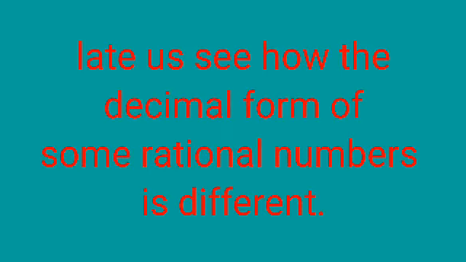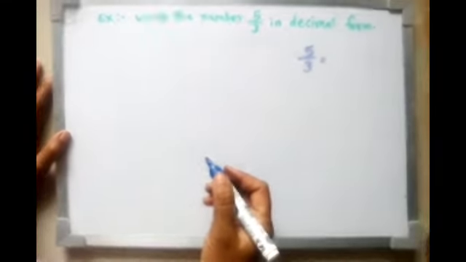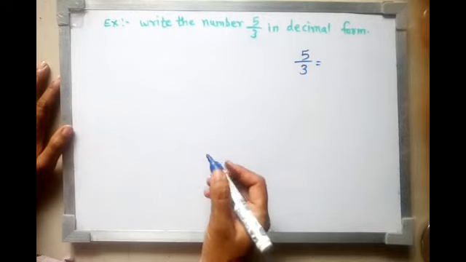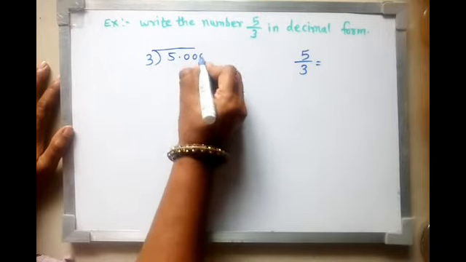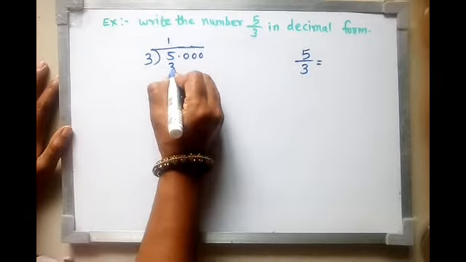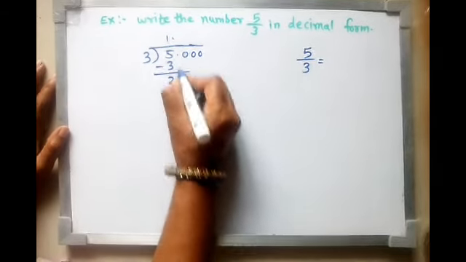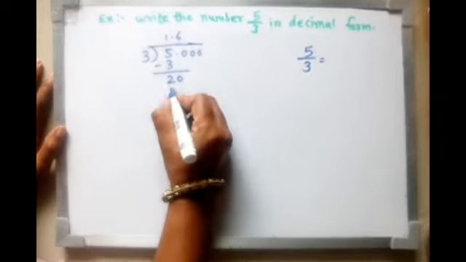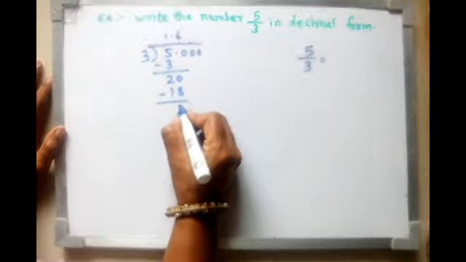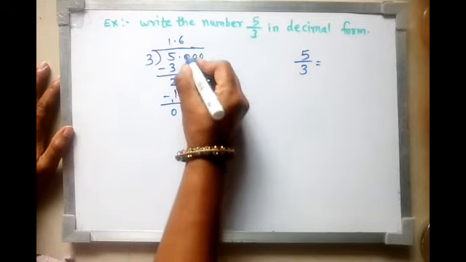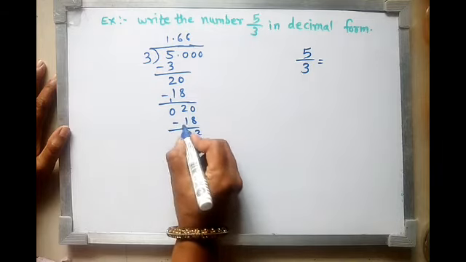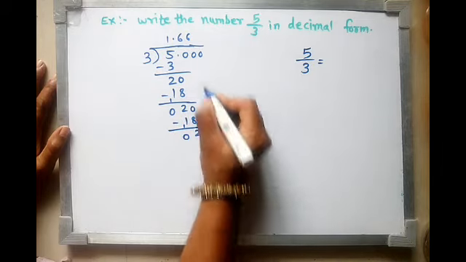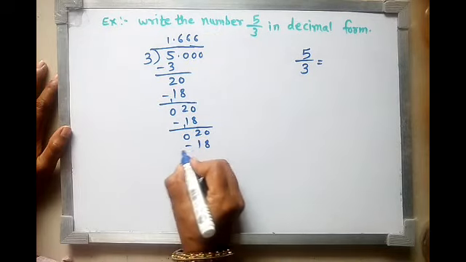Let us see how the decimal form of some rational numbers is different. First example is 5 upon 3. 5 divided by 3, 5.000. 3 ones are 3. 5 minus 3, remainder is 2. I take 0. 3 6s are 18, remainder is 2. I take another 0. 3 6s are 18, remainder is 2. Here the digit 6 occurs repeatedly.